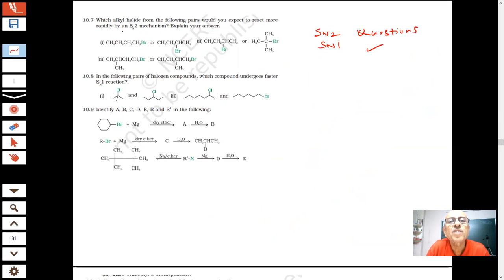Here, a question has been given. Which alkyl halide would you expect to react rapidly in SN2 mechanism? Explain your answer. There, SN2 mechanism. This or this, which is faster in SN2? This one, sir. Which one?